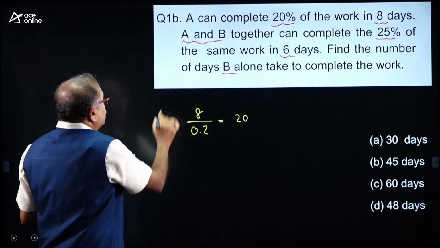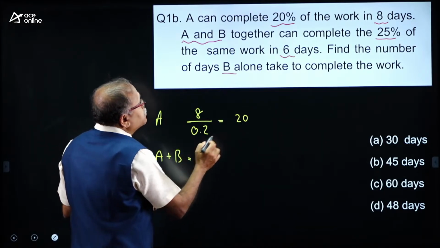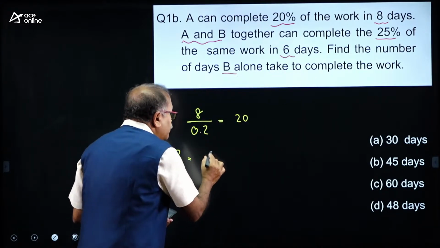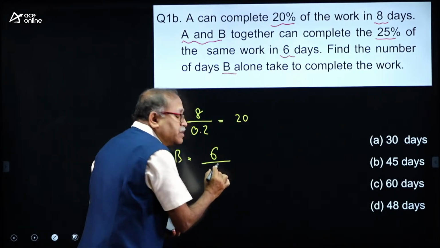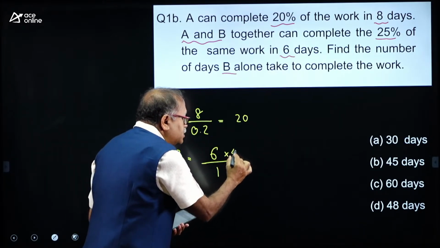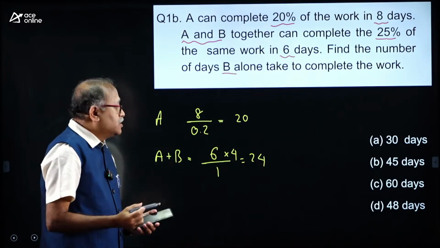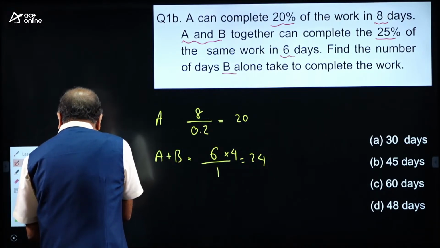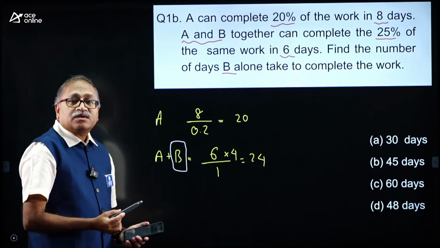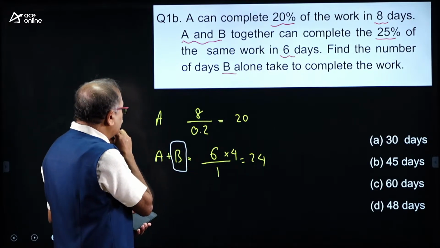Now it is said that A plus B together can complete 25% of the work in 6 days. So one work in how many days? 6 divided by 25%, which is nothing but 1 by 4, so that is 24 days. Done. Now you are asked to find out B alone can complete the work in how many days? Okay, A plus B, will that be 24 days?